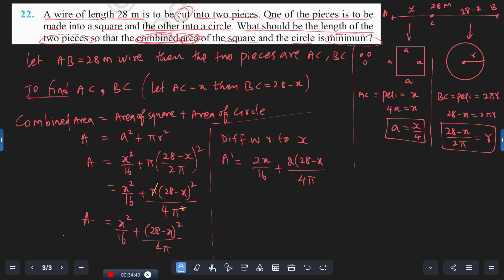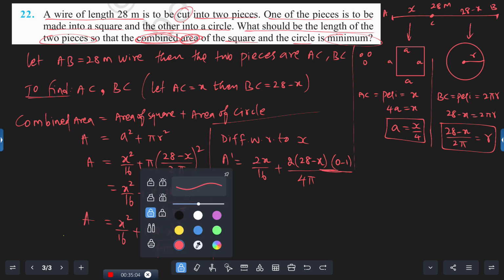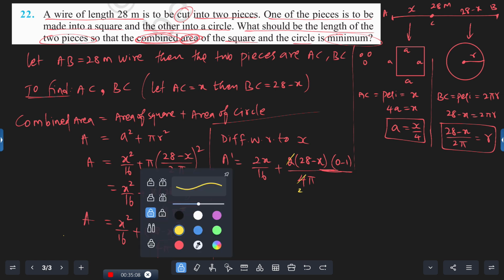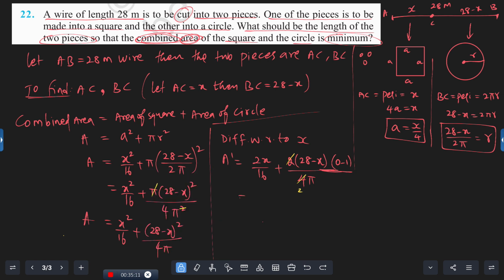28 minus x whole power 1. Differentiate now: 2 minus 1 will be coming, so you can write 1 directly. Then 28 when you differentiate is 0, x minus x derivative is 1, that's it. Now whatever is possible to simplify you can do. 1 2s are 2, 2s are 2. Anything else? That's it.